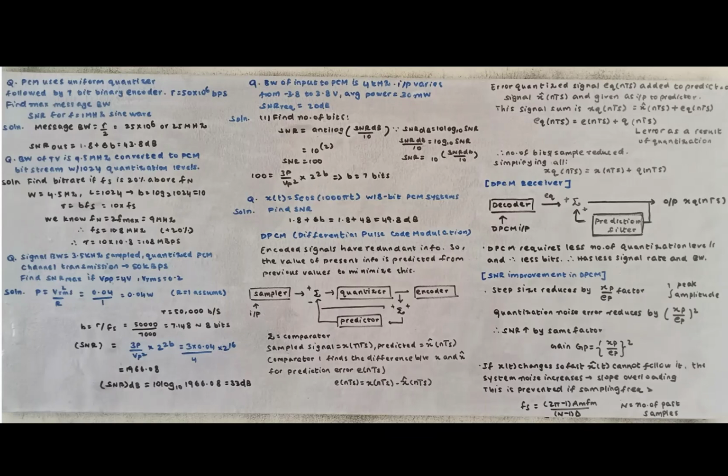All right, DPCM. So encoded signals usually have a lot of redundant information. So to predict this value of present information from previous values, use this predictor then to minimize all of this. So here we have the circuit diagram or the block diagram, I'd say. We have a sampler that takes the input signal and it spits out X of NTS.